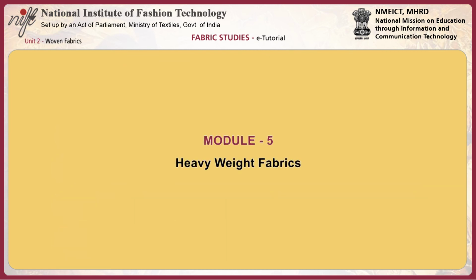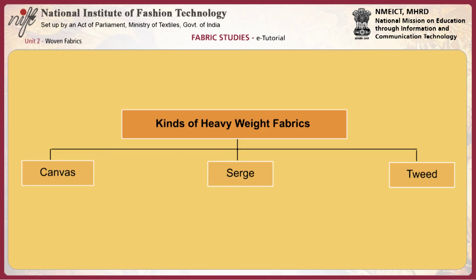Let's now move on to the last category, heavyweight fabrics. Heavyweight fabrics weigh more than 6 ounces per square yard. As the name suggests, these fabrics are strong, heavy, and used for durable applications. They are also called suiting weight fabrics as they are popular suiting fabrics. These fabrics are widely used as outerwear, workwear, slacks, as well as upholstery and industrial fabrics. These are the different kinds of heavyweight fabrics. Let us now look at each of these fabrics.